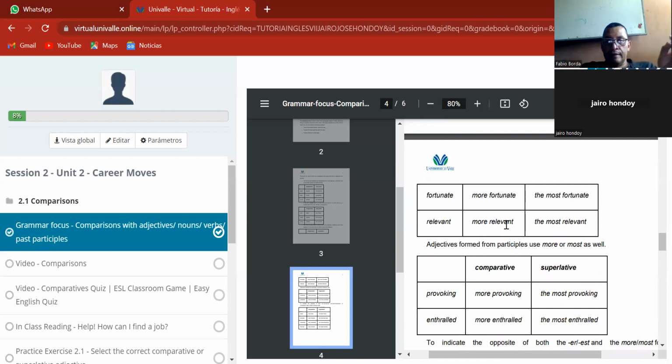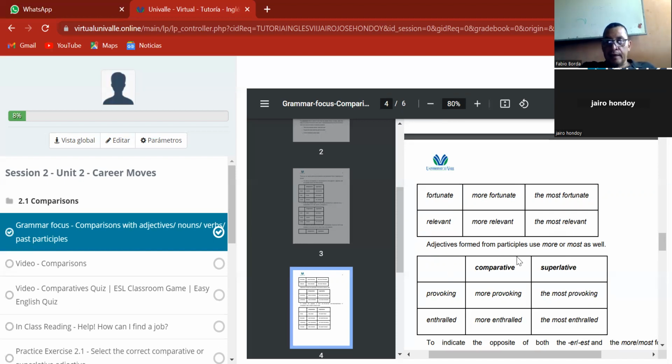In this case, we add at the beginning of the word the prefix more. This is the prefix, el prefijo, more fortunate in the comparative. The most fortunate is in the case of superlatives. Relevant, more relevant. We can count 1, 2, and 3 syllables. The most relevant, because the adjective is very long. For this reason, we add more in the comparative and the most in the superlative.